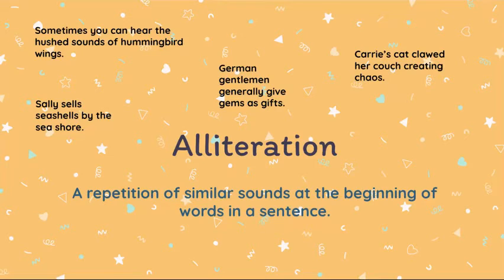Alliteration is something else that we use a lot in writing. It's just the repetition of similar sounds. So I have a couple examples on there. Sally sells seashells by the seashore. Tongue twisters oftentimes have alliteration in them. We also have sentences where it doesn't have to be every word. So sometimes you hear the hush sounds of hummingbird wings. You have that sound as you're going through. That's alliteration also.